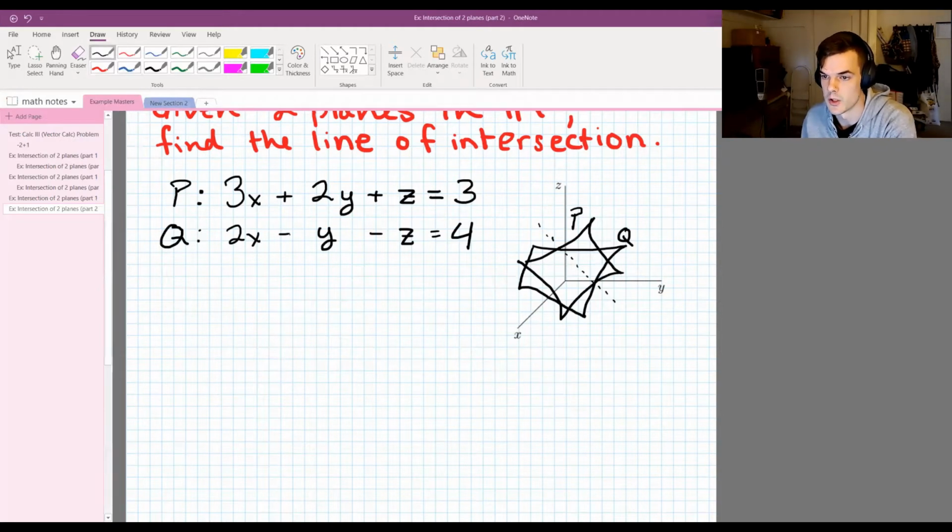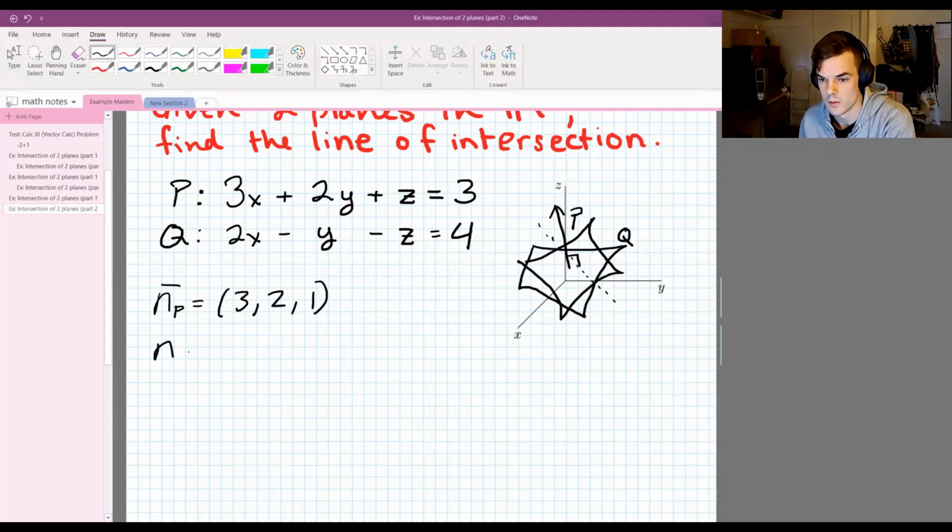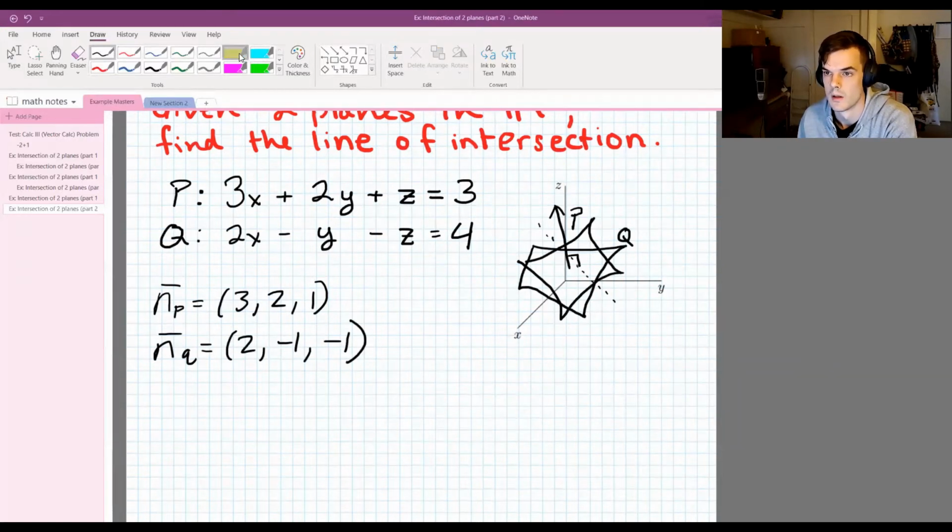So given our two plane equations, we can write the normal vector that comes perpendicular to all points on the plane as just these three coefficients here. So the coordinates in x, y, and z for p are 3, 2, 1. And for q, it's 2, -1, -1. So again, we're just taking these coefficients here, plugging them in there.